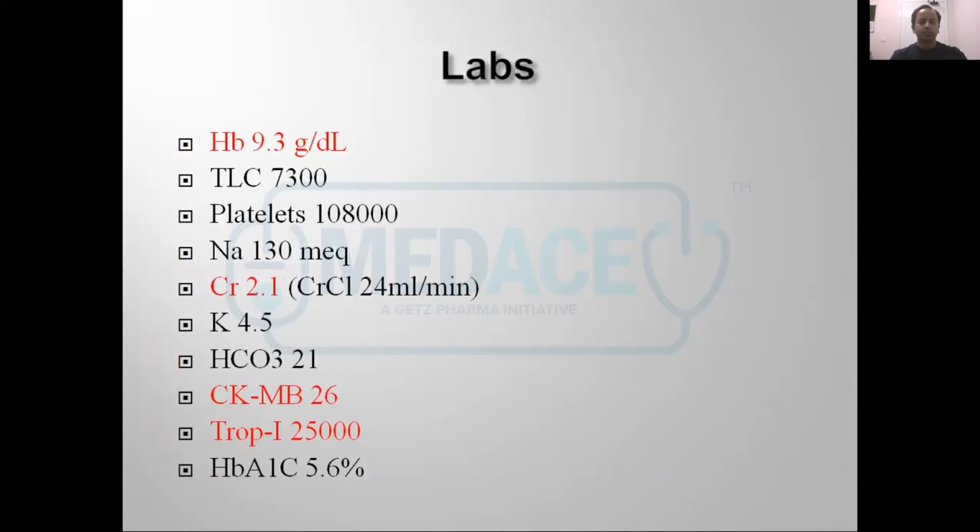So the lab workup that was done in the ER showed that his hemoglobin was 9.3. He had a creatinine of 2.1 with a clearance of 24 mL per minute. His CKMB was 26 and troponin was 25,000, and sugar was pretty well controlled.